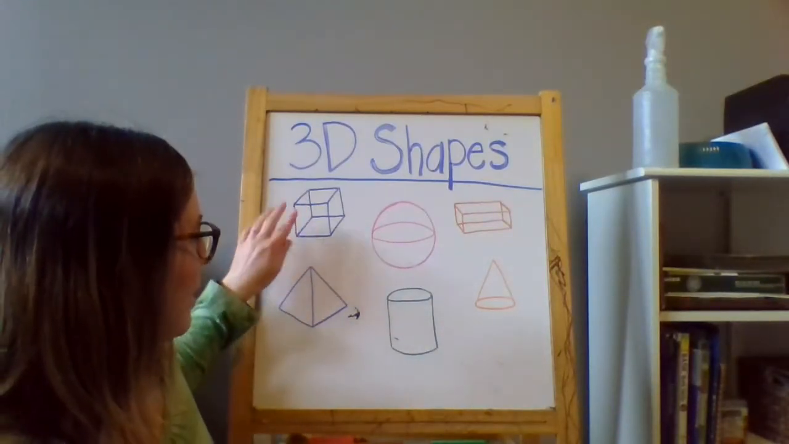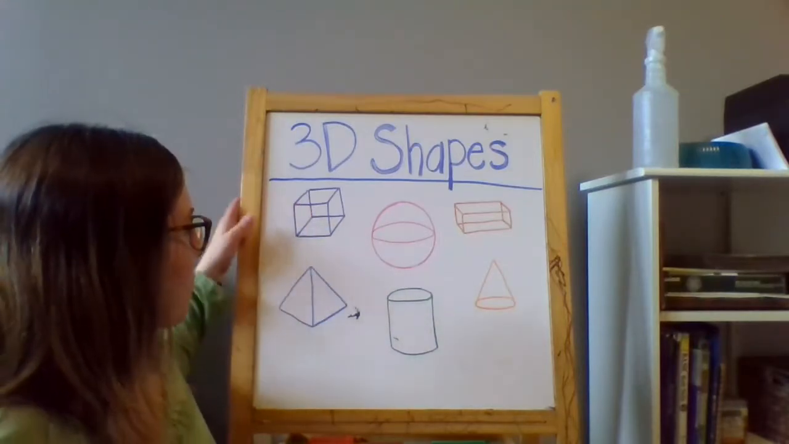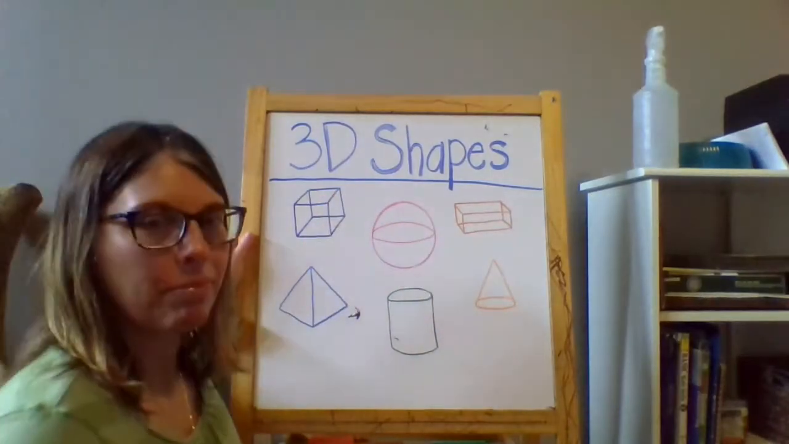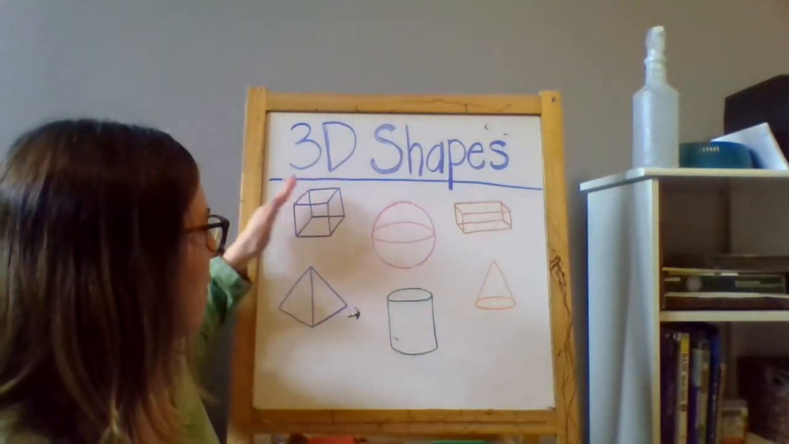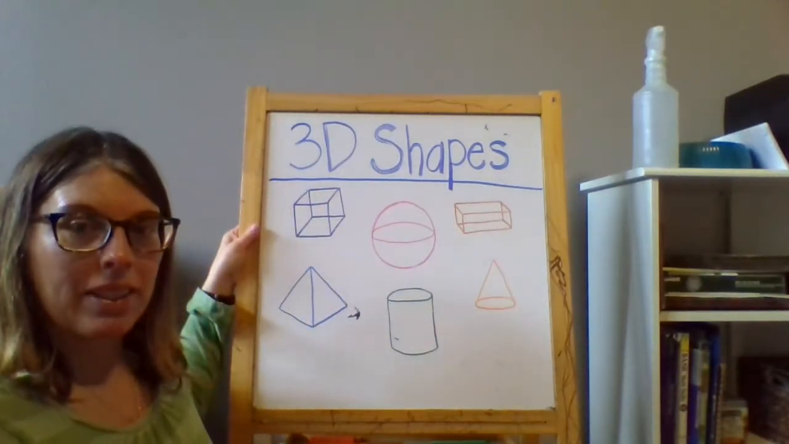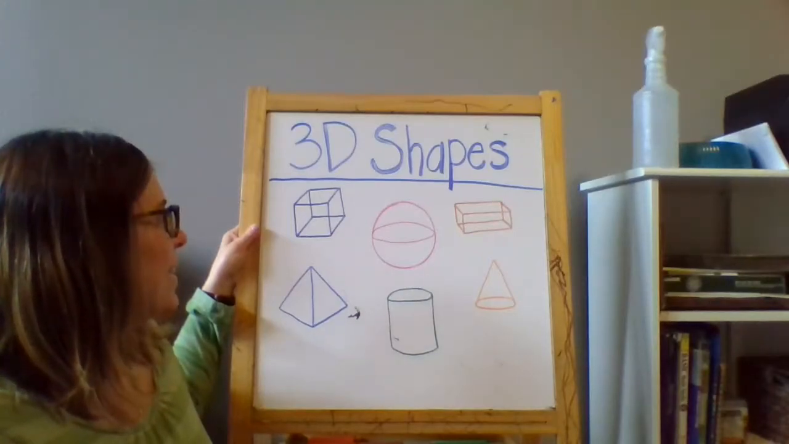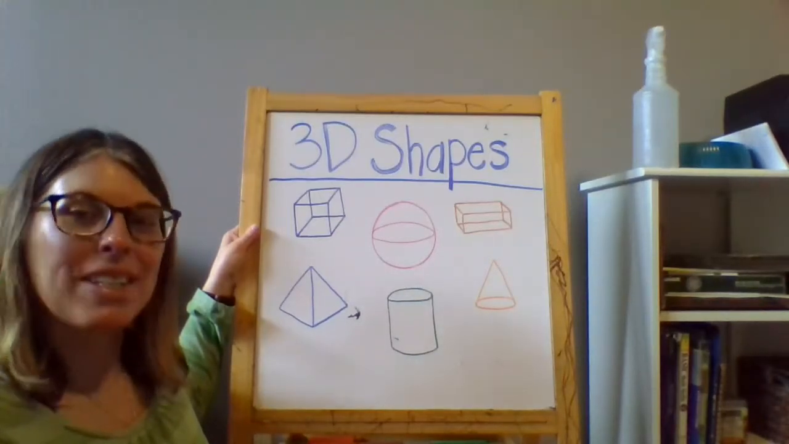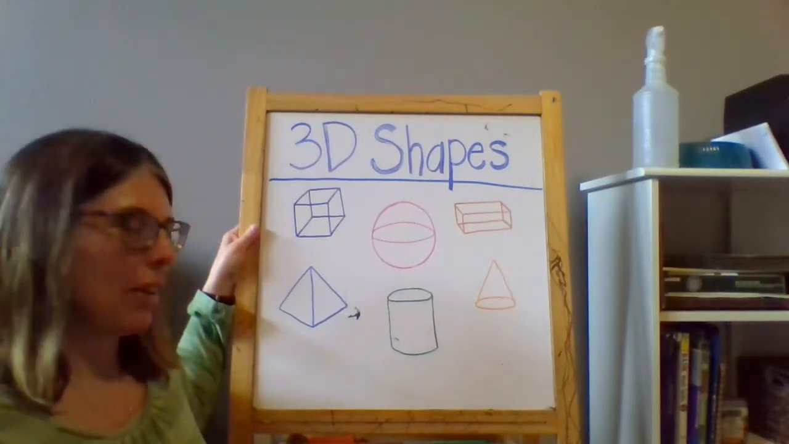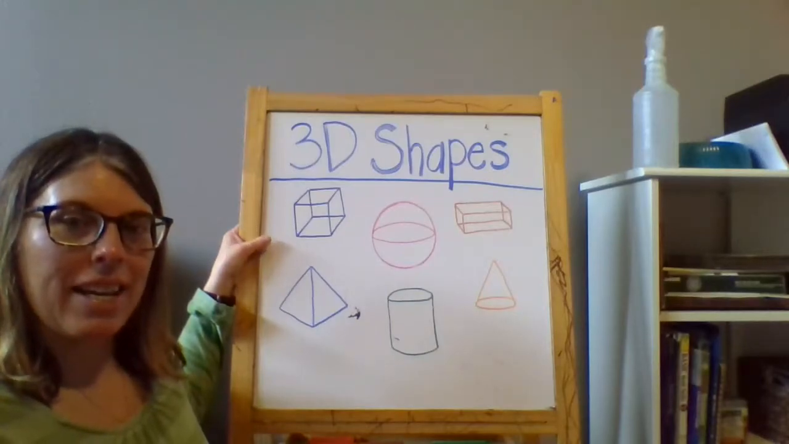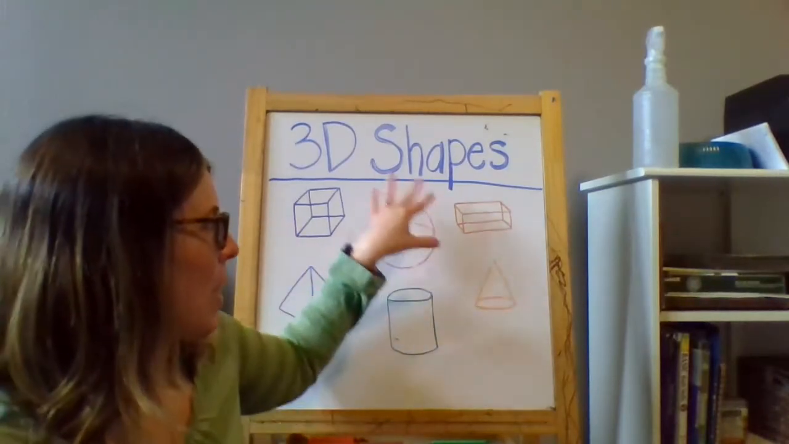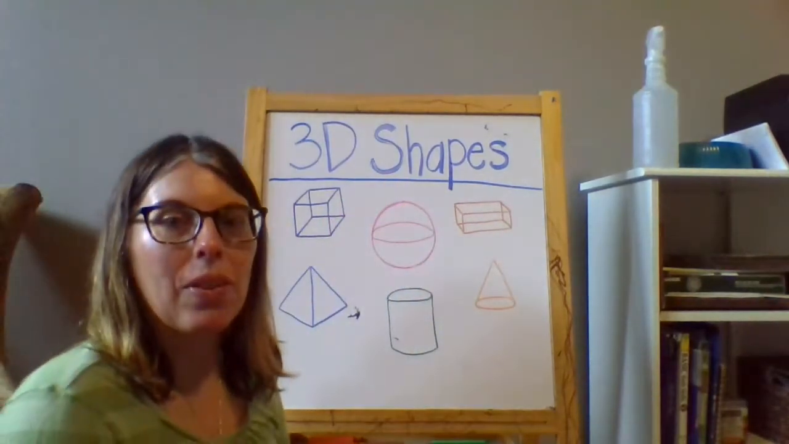And this one has squares for all the faces. That's what we call the different sides. We call them a face. So all the faces on this one are squares. And it's the shape of a die, like the dice that we use for math games or other games. It's called a cube. That's right.